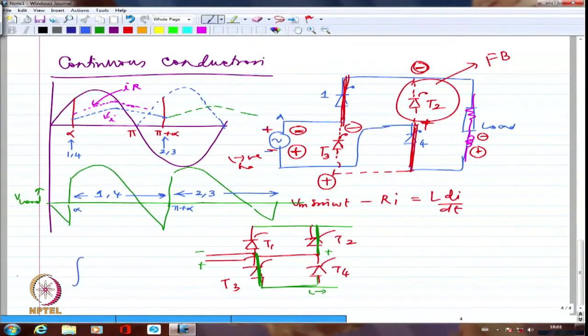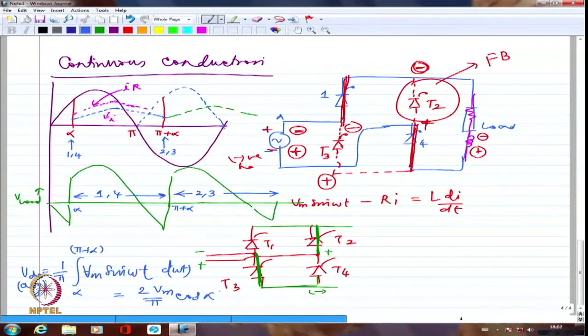for average voltage. Output DC voltage average will be 1 by pi integral of Vm sin omega t d omega t from alpha to pi plus alpha. Am I right? So, this if you calculate, it will come out to be 2 Vm by pi cos alpha.